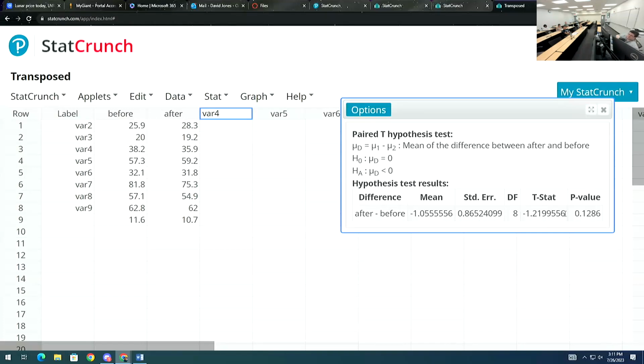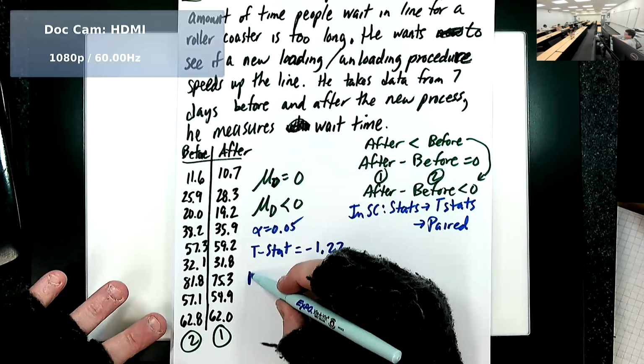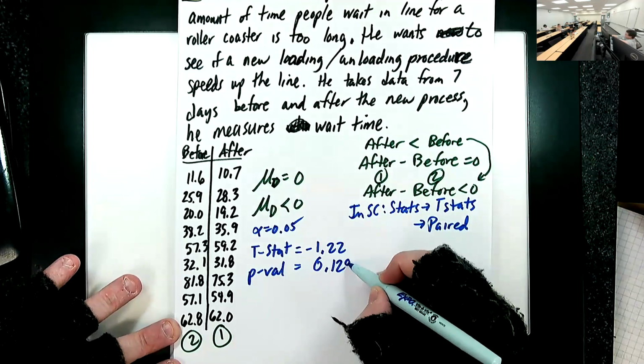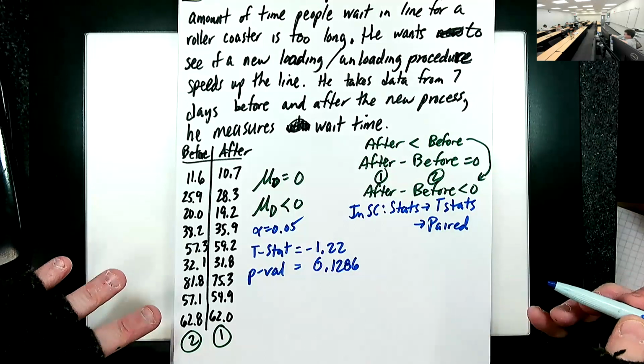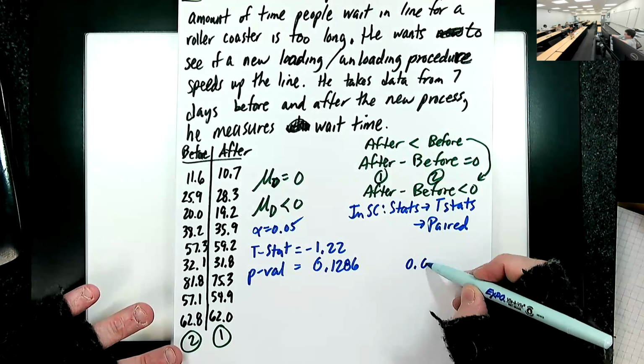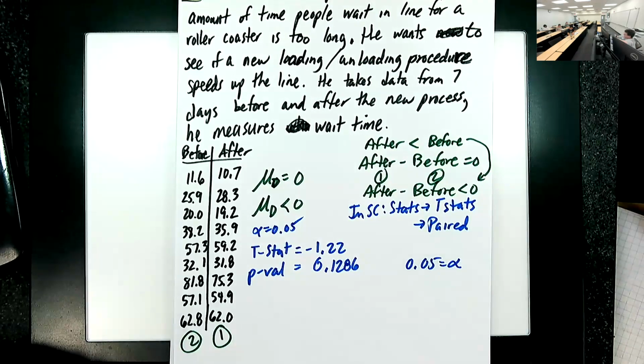And I get a t-stat of negative 1.22 and a p-value of 0.1286. And I'm going to compare that to alpha equals 0.05.